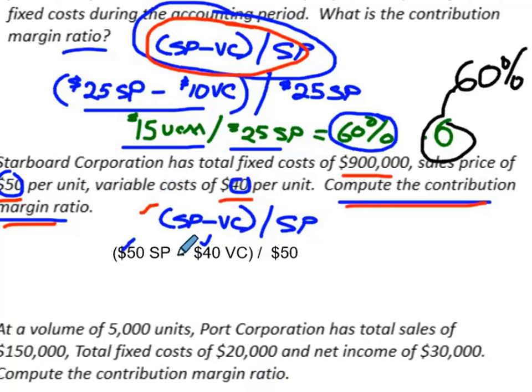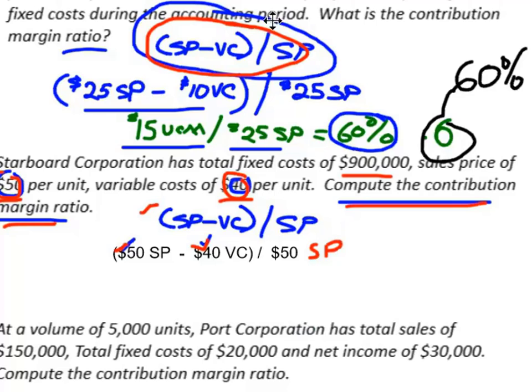So again, it's going to be my selling price, which is $50 per unit, minus my variable cost of $40 a unit. Now those two items together will give me my unit contribution margin. But I'm going to have the $50 selling price minus my $40 variable cost divided by the $50 selling price, that should be SP.